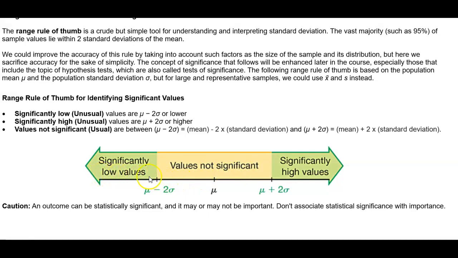Further to the left, if it goes past this value, then it's a significantly low value. If it goes past this one on the right, then this is a significantly high value. Now a caution: an outcome can be statistically significant and it may or may not be important. So don't associate statistical significance with importance.